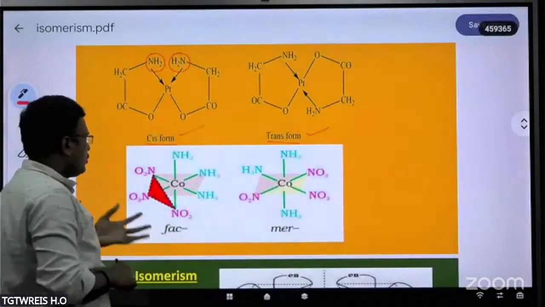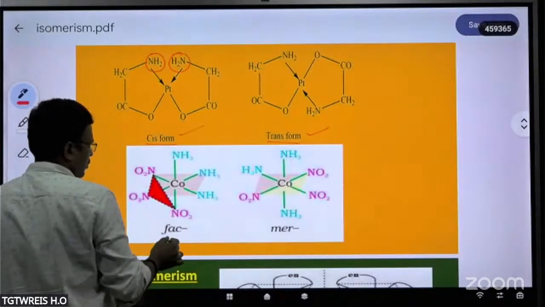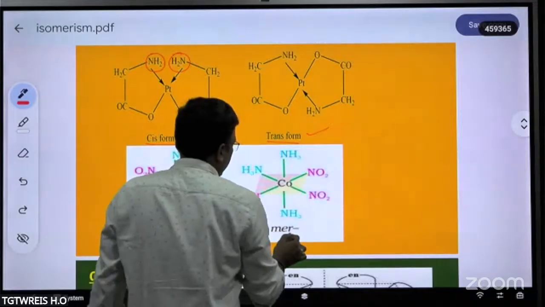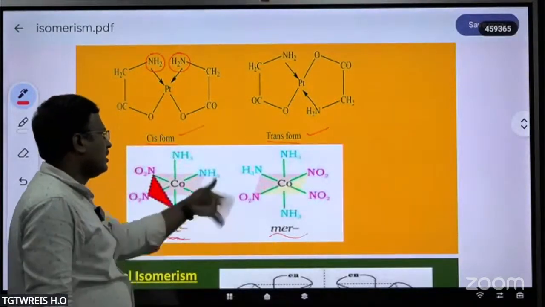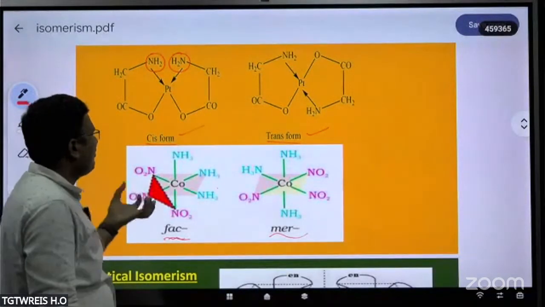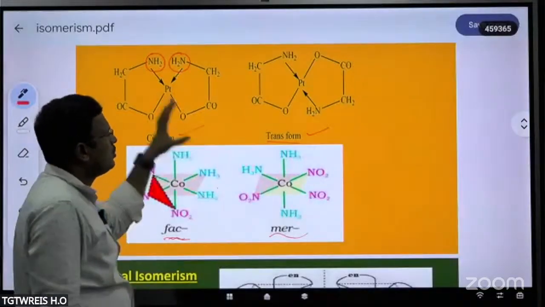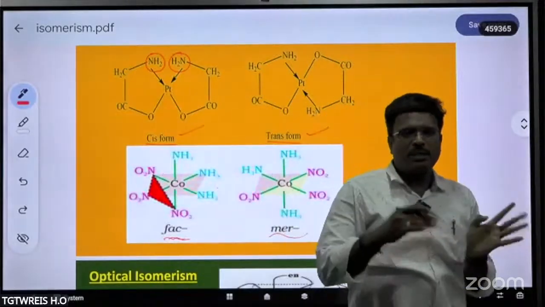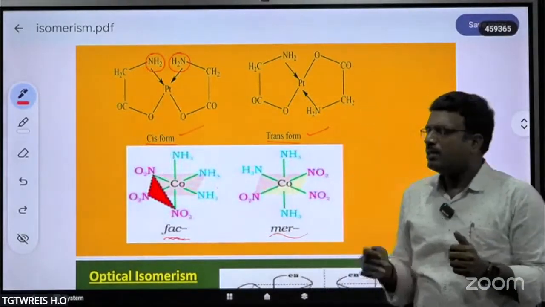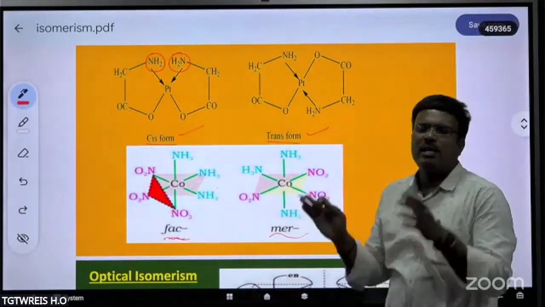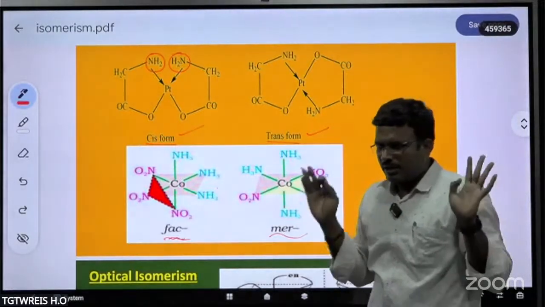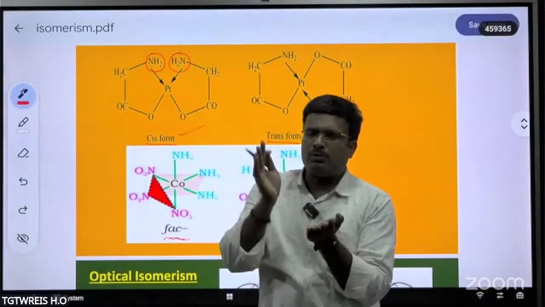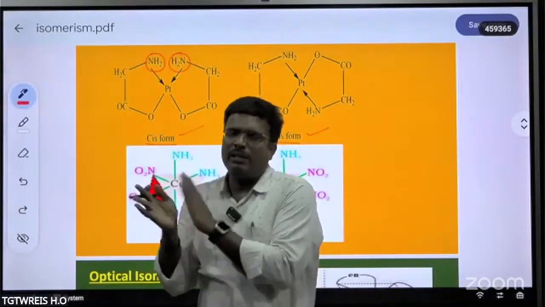The cis form is also called facial. So facial isomerism. The trans is also called meridian isomerism. This is the facial isomerism. So cis-trans isomers are called geometrical isomerism. Direct question: cis-trans isomers are called what? Cis-trans isomers are called geometrical isomerisms. And cis and trans mean all the identical compounds are in the same plane. That is called the cis.